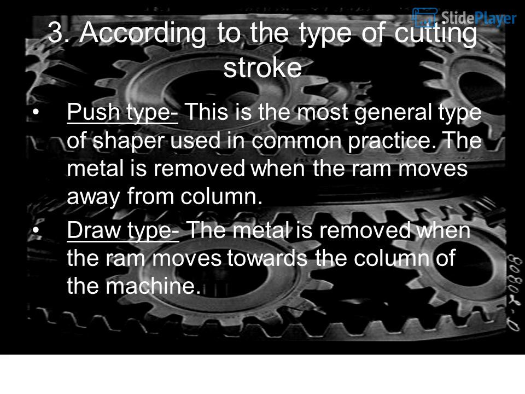3. According to the type of cutting stroke. Push type. This is the most general type of shaper used in common practice. The metal is removed when the ram moves away from the column. Draw type. The metal is removed when the ram moves towards the column of the machine.